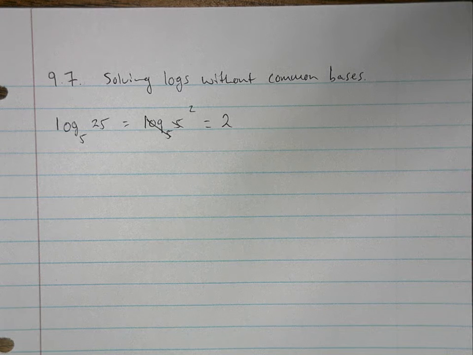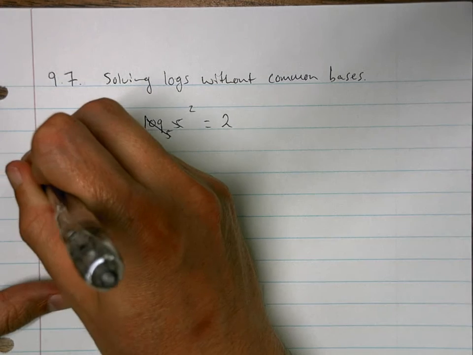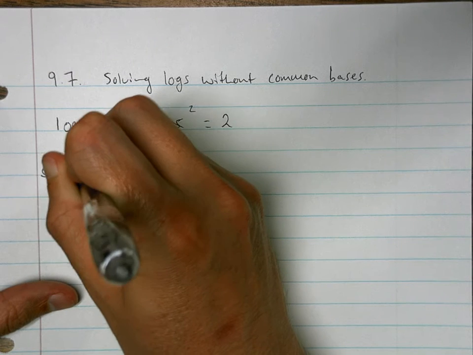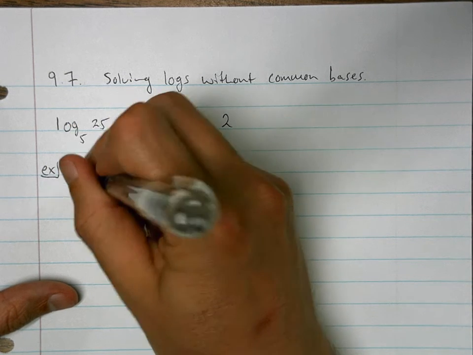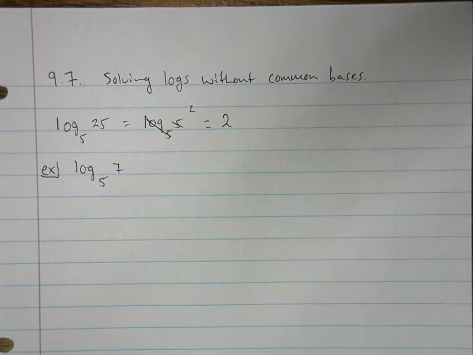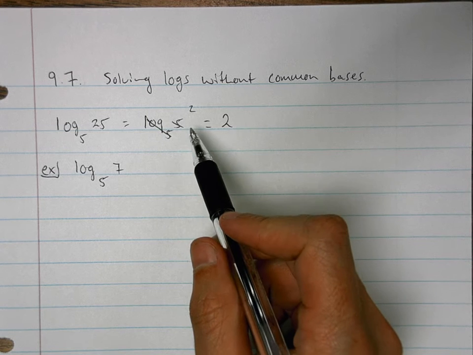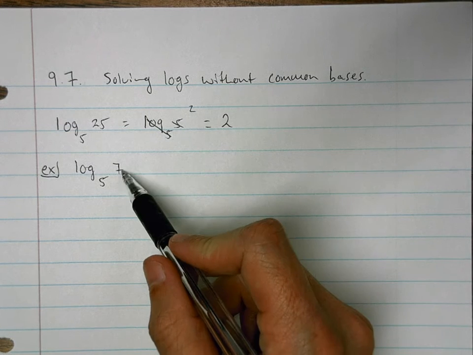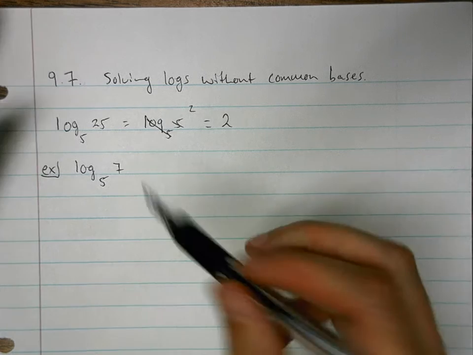However, you might come to a little bit of a standstill when you have to solve something like this. Log base 5 of 7. Something like that. As of right now, it's impossible to solve because 7 is not a power of 5. They don't have common bases.